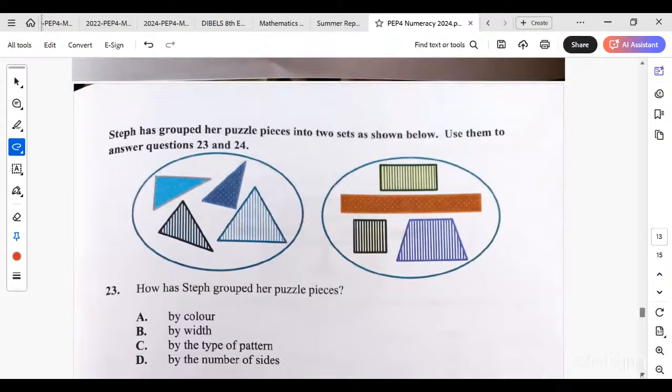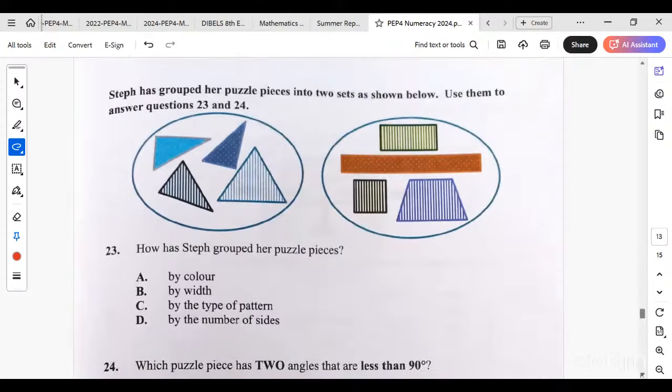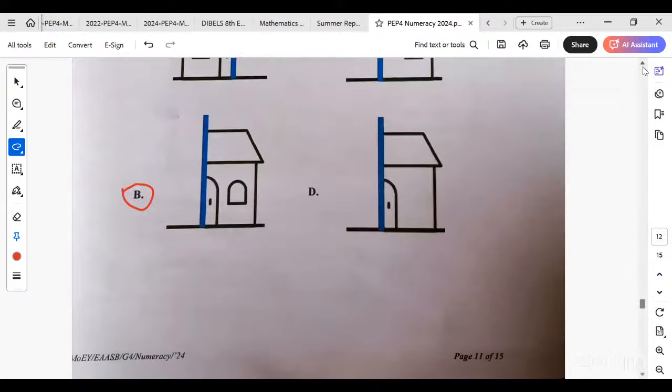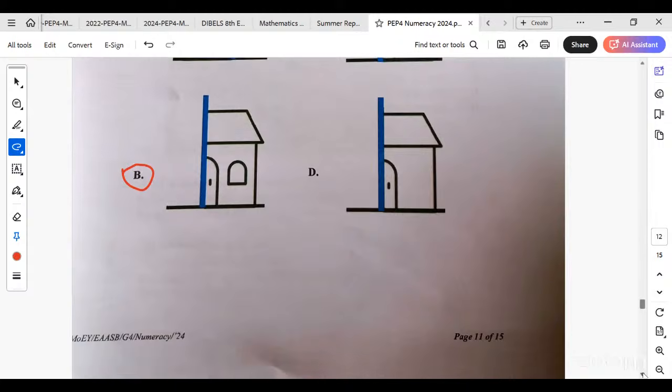Moving on, question 23. Let me go back to make sure. Okay, I said D. The correct answer is B. B as in boy. Okay, I did circle the correct thing, but I said D. The answer is B.